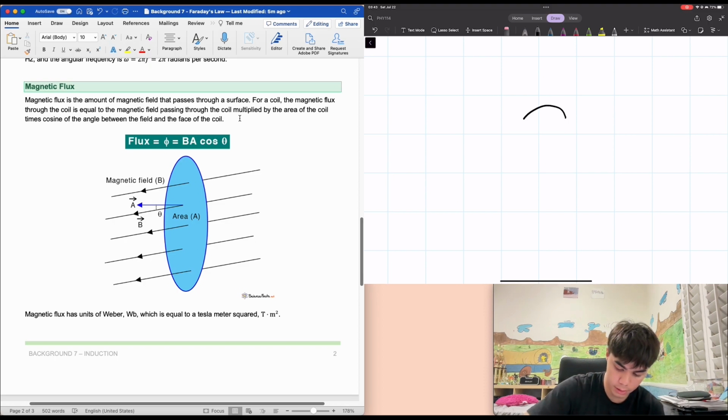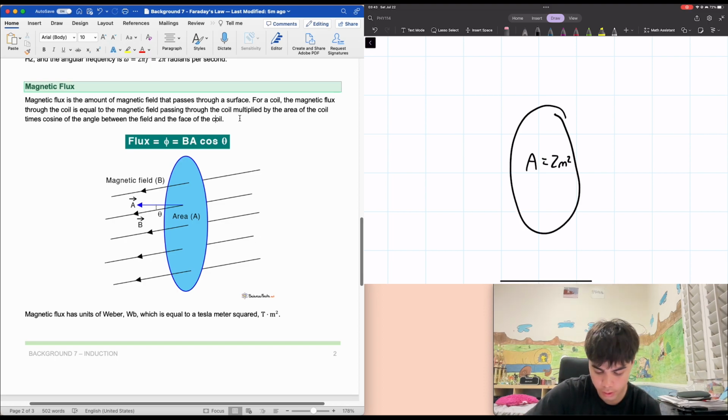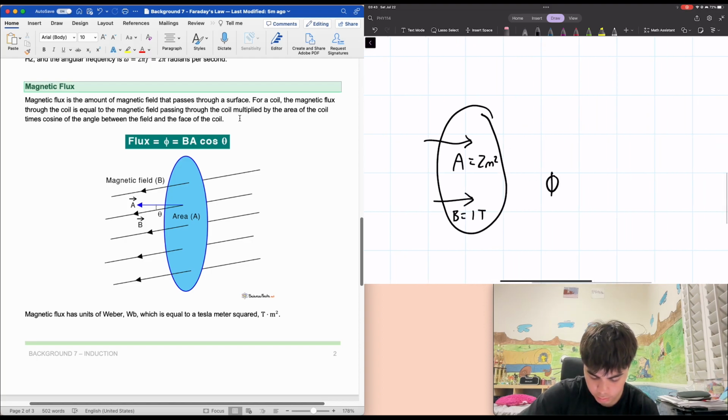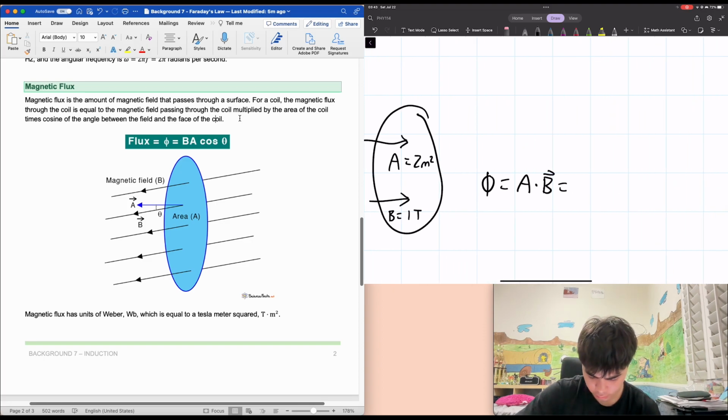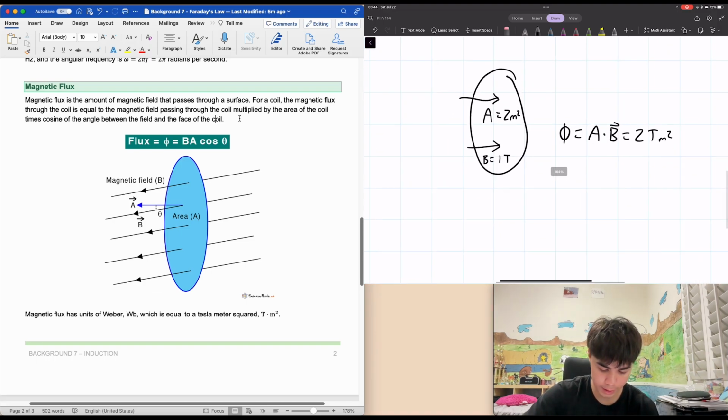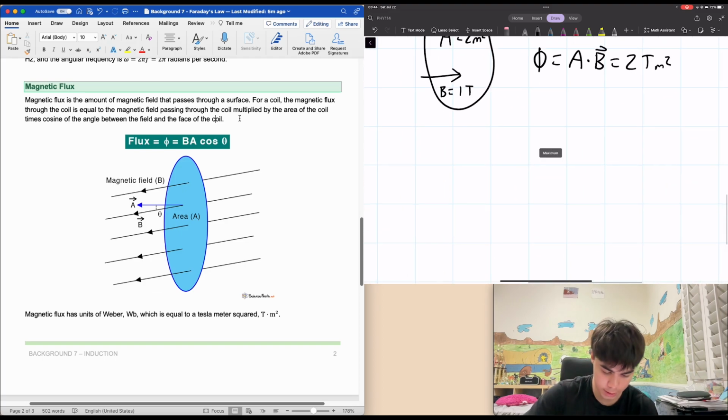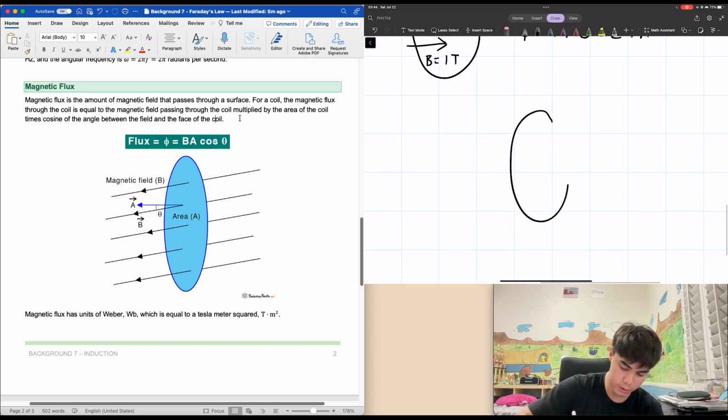If we have a coil with an area of 2 meters squared, and we have a magnetic field passing through the coil of B equals 1 Tesla, then the magnetic flux would be area times the magnetic field, which would give you 2 Tesla meters squared.